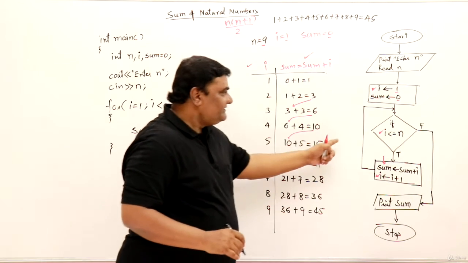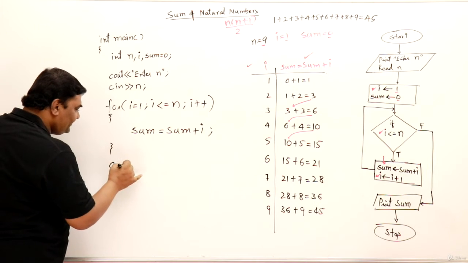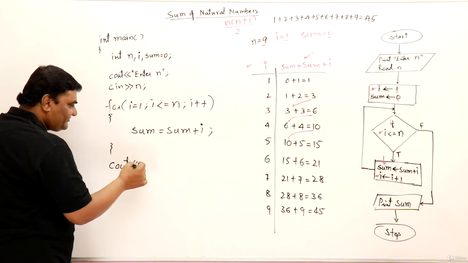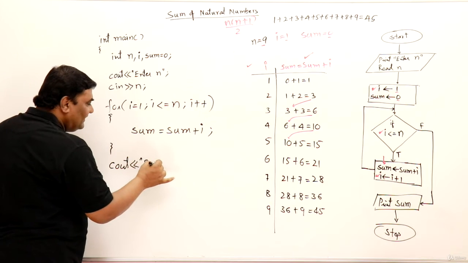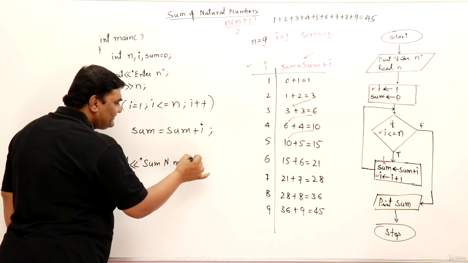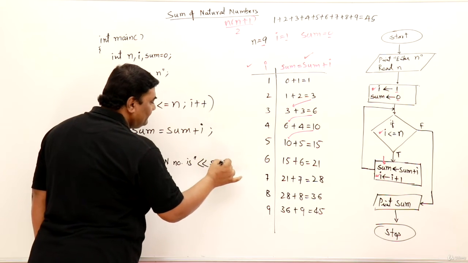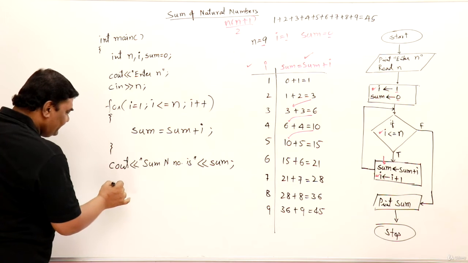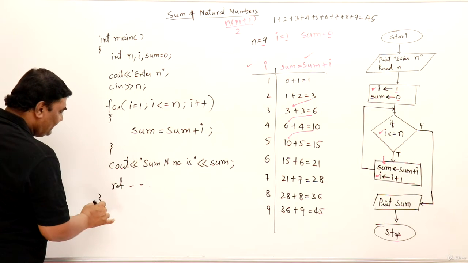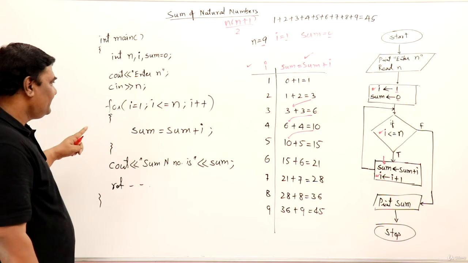Then once it is out of the loop, we have to print sum. So I'll give a message here: sum of first n natural numbers is, in short I am writing, sum of n numbers is, and I got the sum in this variable sum. Then return 0, and the end of the main function. That's it. So that flow chart is converted into a program.